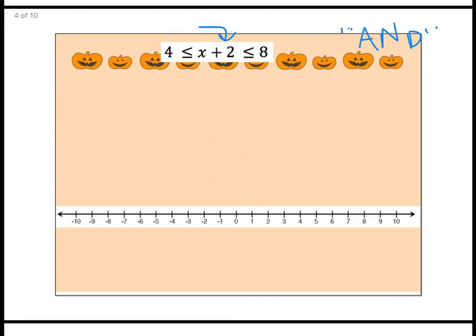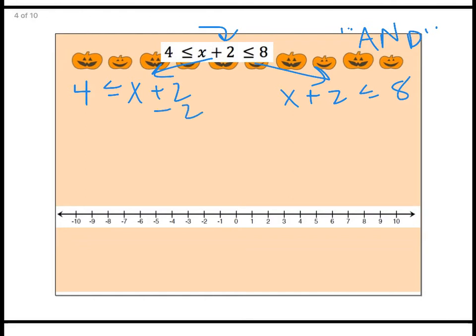So what we want to do is split our original inequality into two. For the first one, I'm going to ignore the less than or equal to 8, and I'm just going to work with the left side. So I'll have 4 is less than or equal to x plus 2. That's my first inequality. For the second one, I'm going to ignore the 4 on the left side and just work with what's in the middle and right. So I'll have x plus 2 is less than or equal to 8. That's how I take one inequality and split it into two, and then I'll solve each independently.